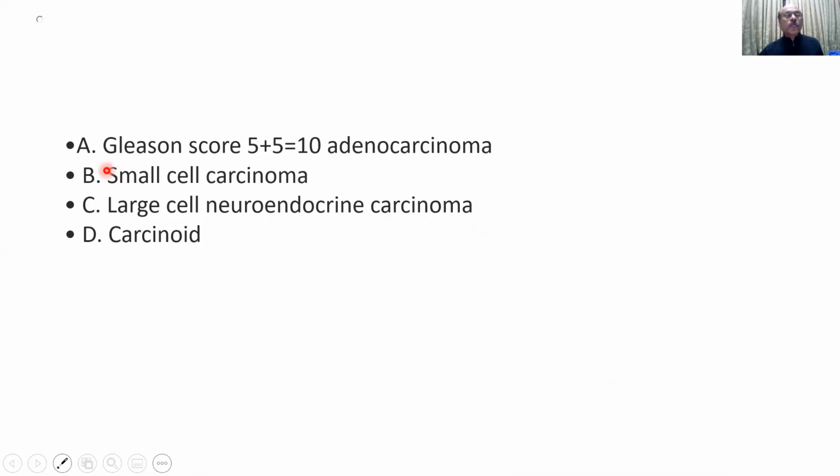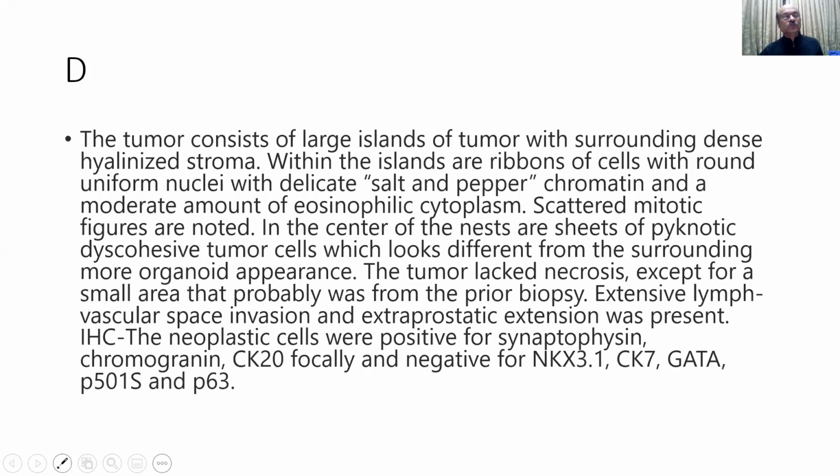So it is not actually prostatic acinar adenocarcinoma. It is carcinoid tumor. The tumor consists of large islands of tumor with surrounding dense hyalinized stroma. Within the islands are ribbons of cells with round uniform nuclei with delicate salt and pepper chromatin and a moderate amount of eosinophilic cytoplasm. Scattered mitotic figures are noted.